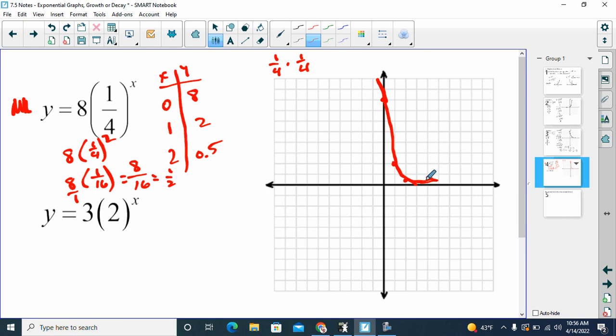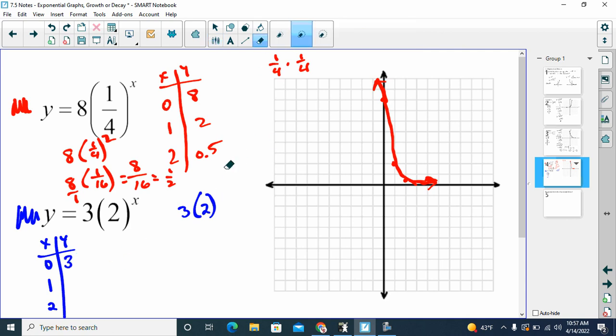And again, our graph should get close to the x-axis there, but not cross it. Second one I'm doing in blue. Again, XY chart, 0, 1, 2 in for x. If I put 0 in for x, I get 1 times 3. Putting 1 in for my x gives me 2 times 3. And 2 in for my x, 2 squared is 4 times 3.